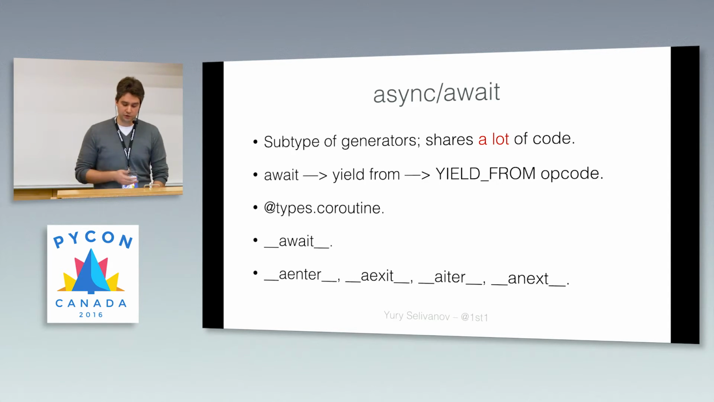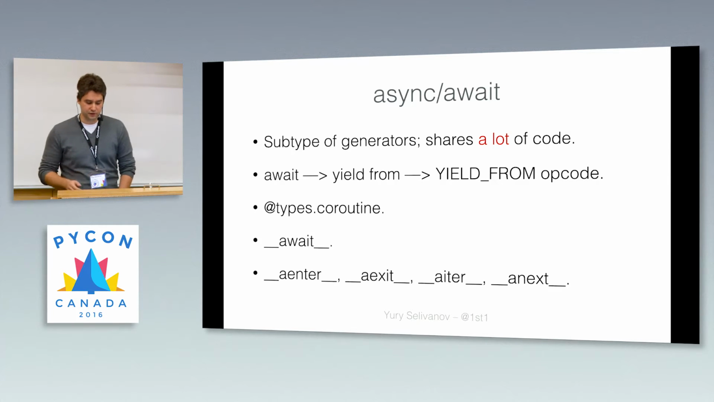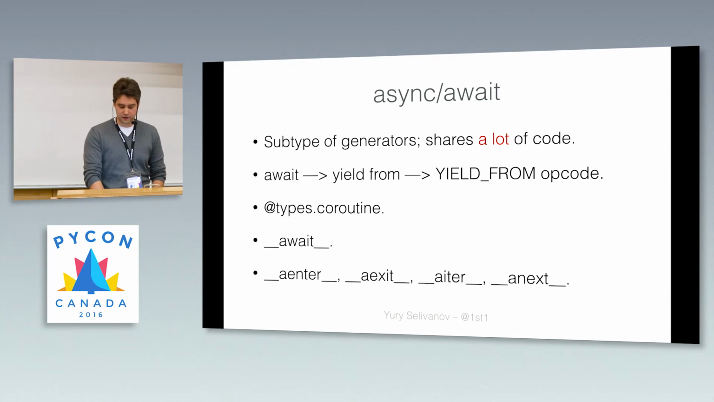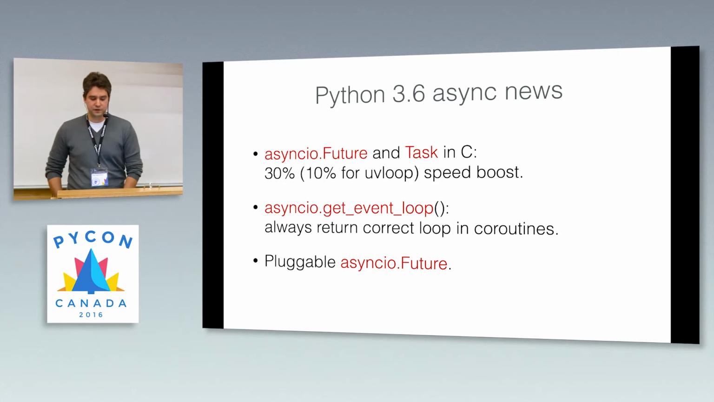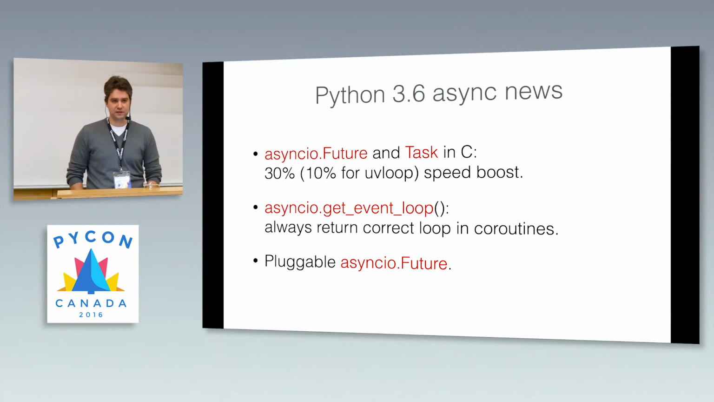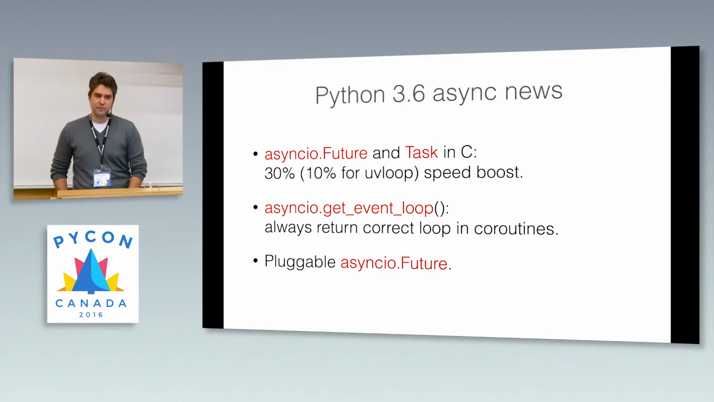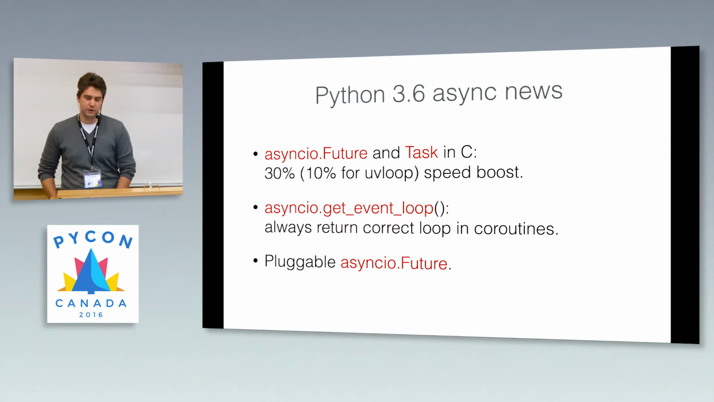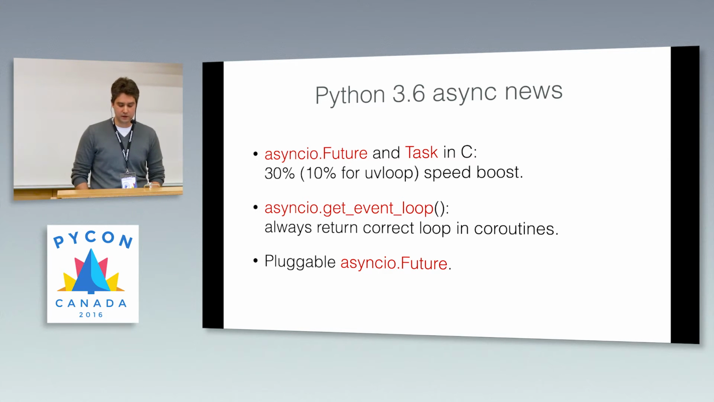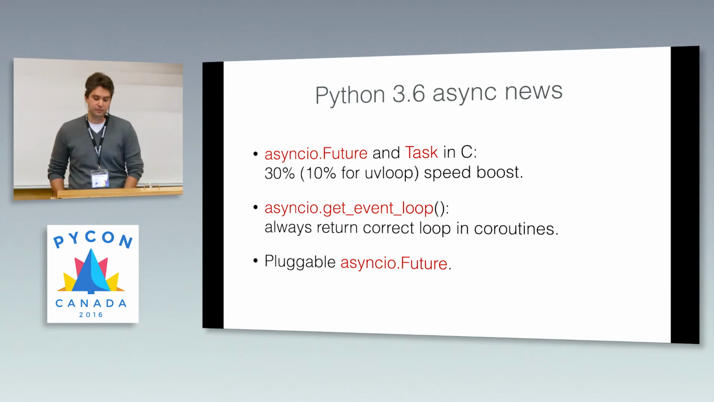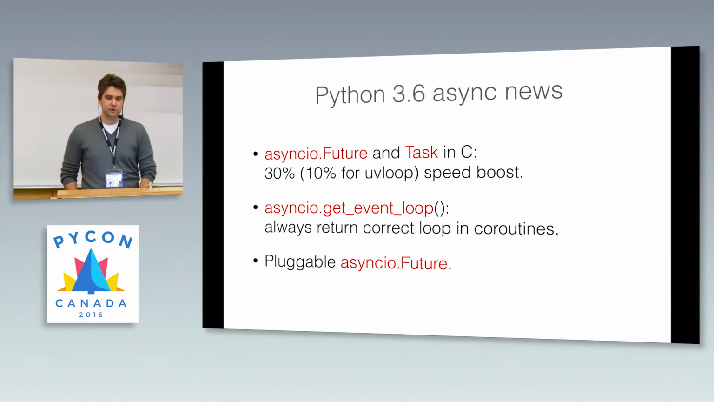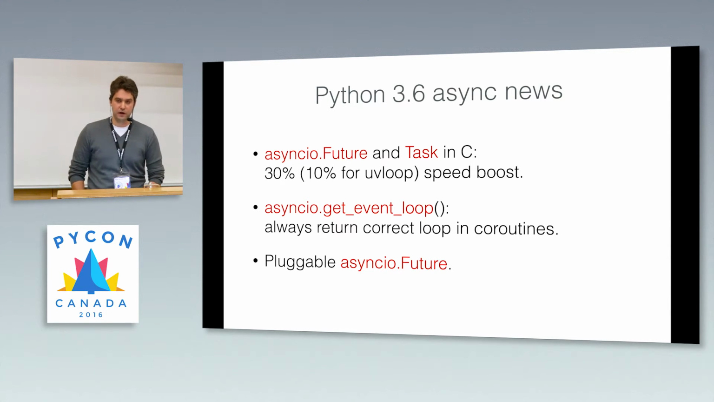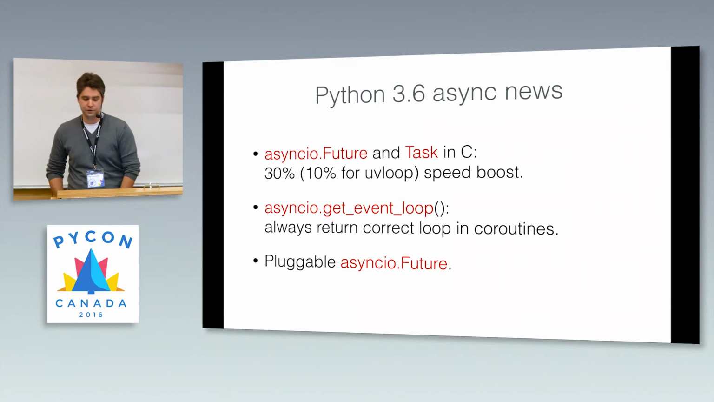You can make an object awaitable, you can implement asynchronous iteration or asynchronous context managers using those magic methods. So in Python 3.6, we implemented async future and task in C, which will make your async IO programs up to 30% faster. And even if you use uvloop, you're still going to see some benefit of it, up to 10% faster.